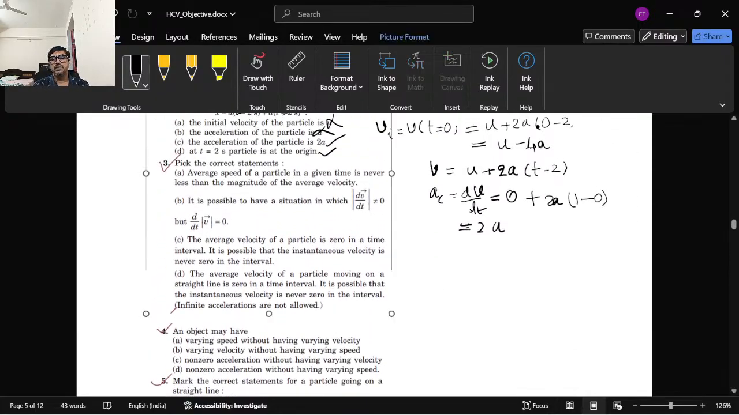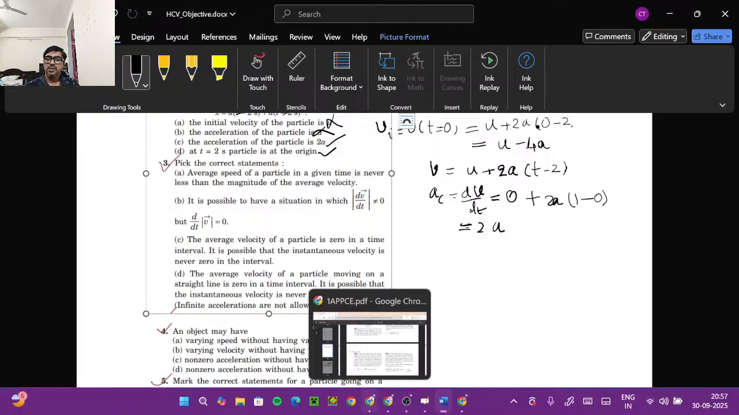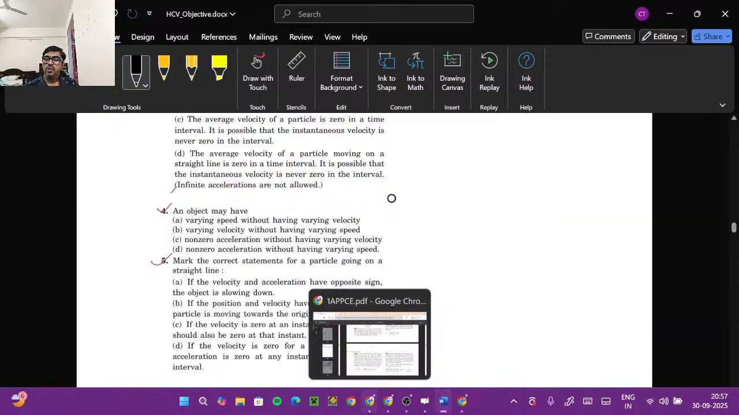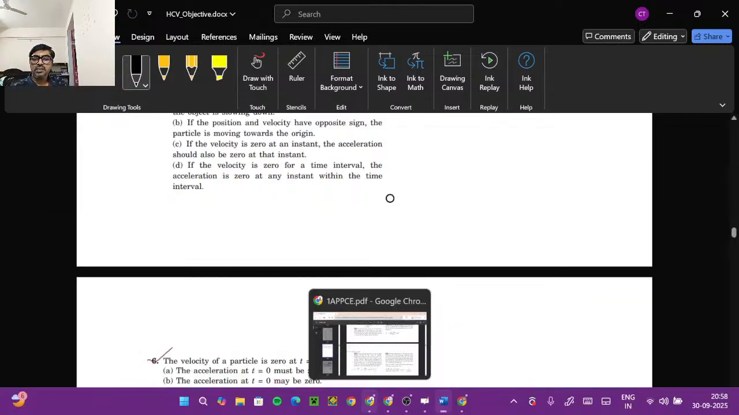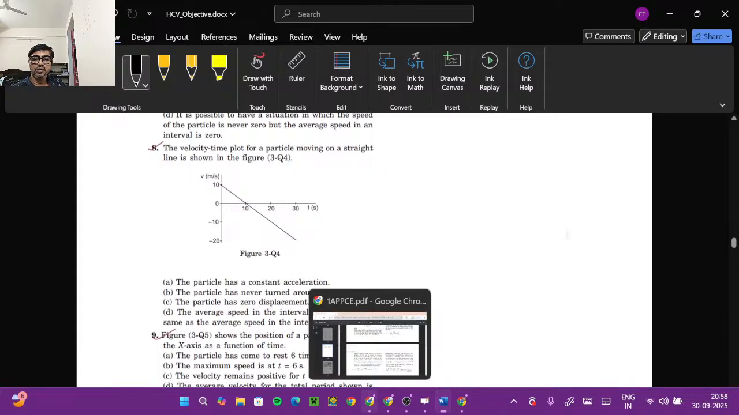Pick the correct statement. Third question, sir. Average speed of a particle in a given time is never less than the magnitude of average velocity. Correct, sir? That is correct only. This is a very important statement you should know. Displacement is never greater than distance. At the maximum, displacement will be equal to distance in magnitude, but it will never be greater. So displacement is related to average velocity, and distance is related to average speed. So average speed is always greater than or equal to the magnitude of average velocity for any time interval, for any path you consider. So what is the answer then?